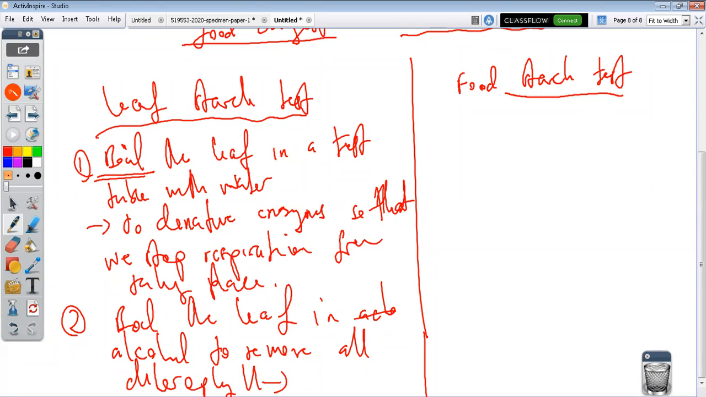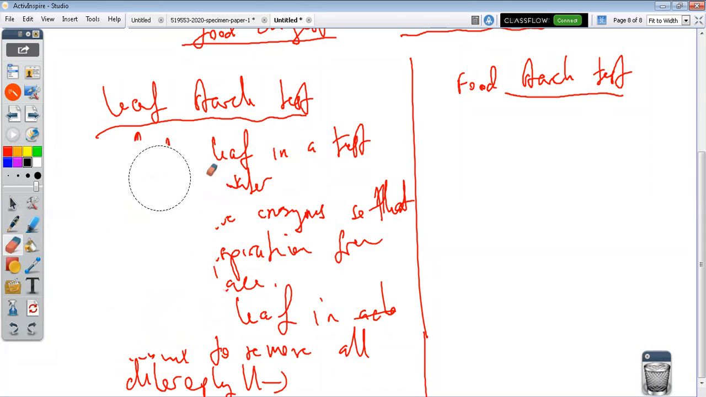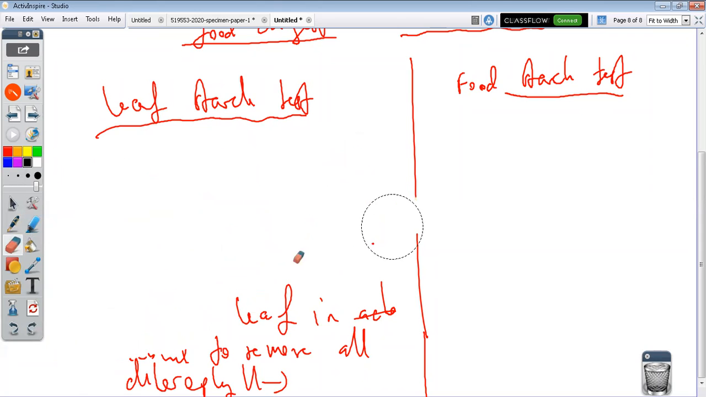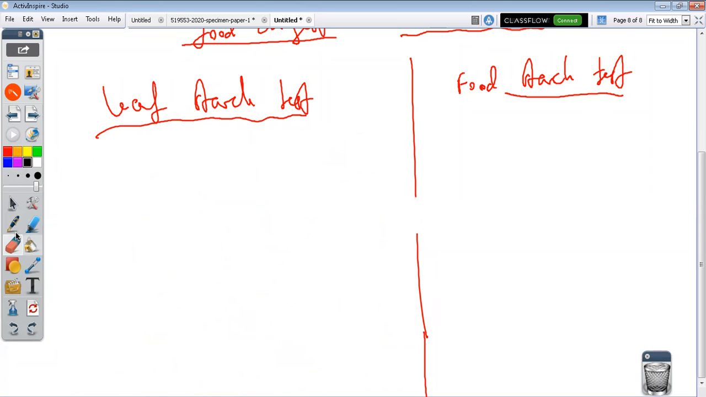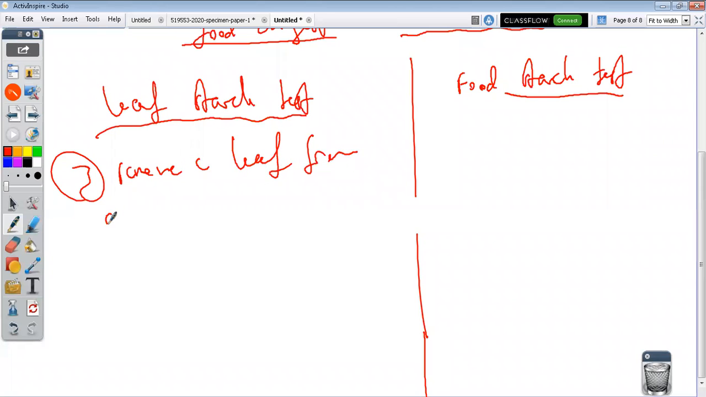Now, number three, what do we do? We have boiled the leaf, and now we take the leaf. What's the next thing? Do we now do a starch test? The third thing, what do you do? There's something you do first. Who remembers? Remove the leaf from the alcohol and dip it into hot water. That's correct. So you remove the leaf from alcohol and place it in hot water.